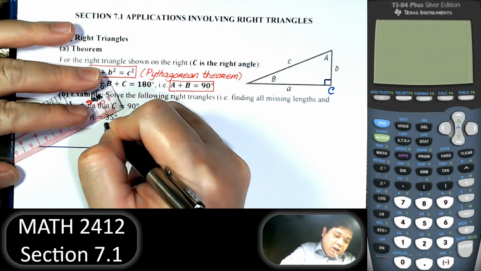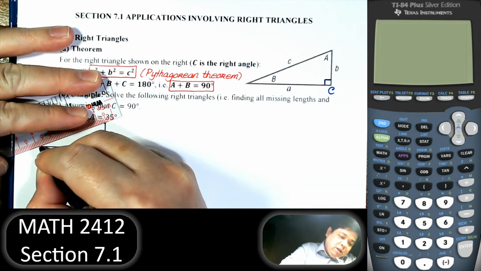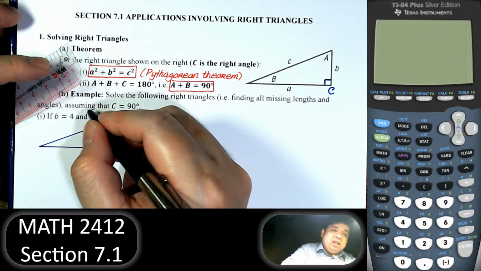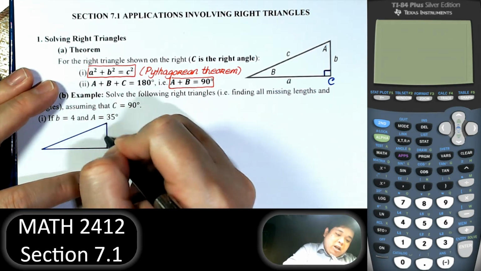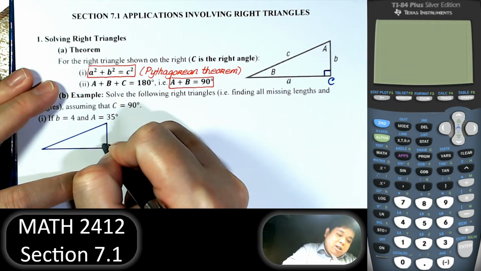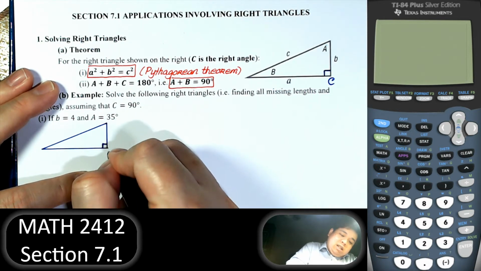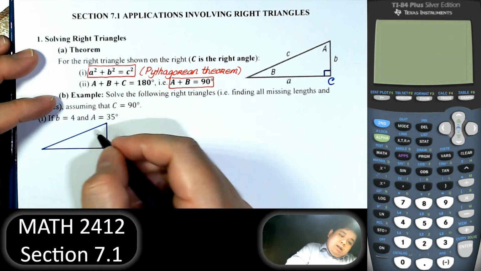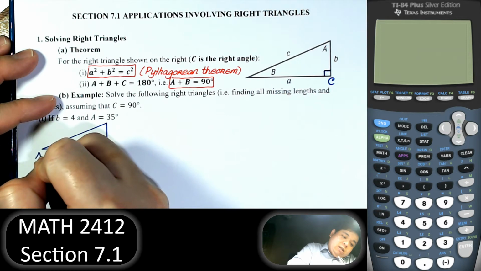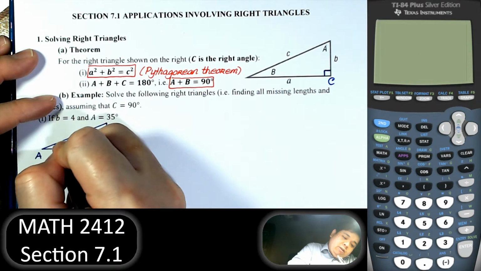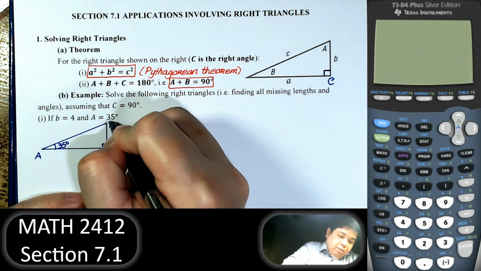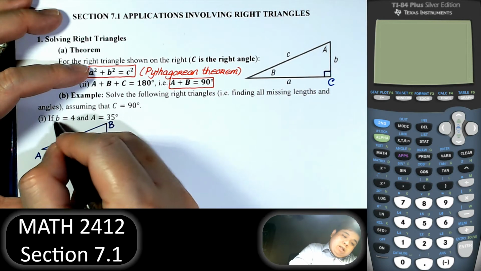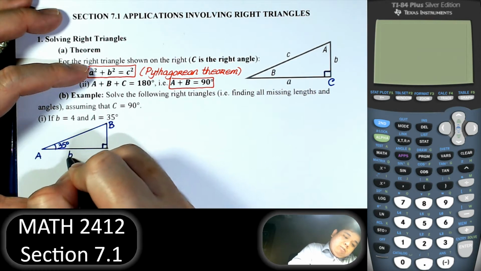Let's just draw a triangle. It doesn't have to be with the right measurements and angles. In this case, once again, C is 90 degrees. Angle A is 35 degrees. And b is 4, so the side opposite angle B is 4.